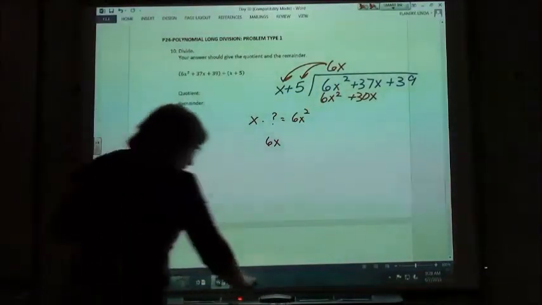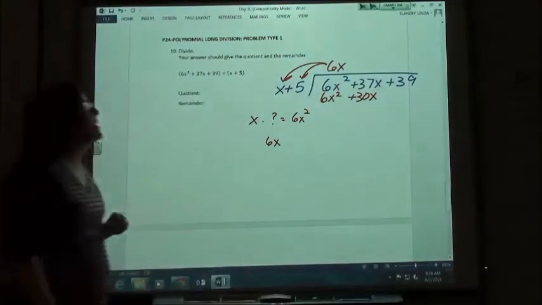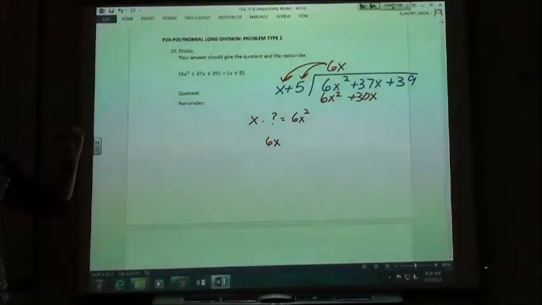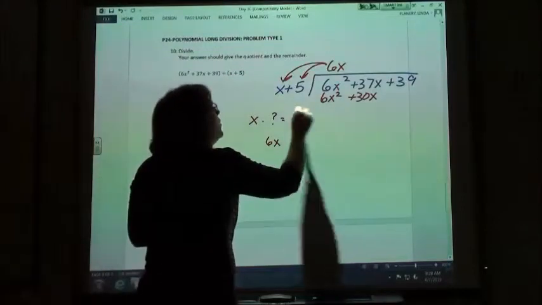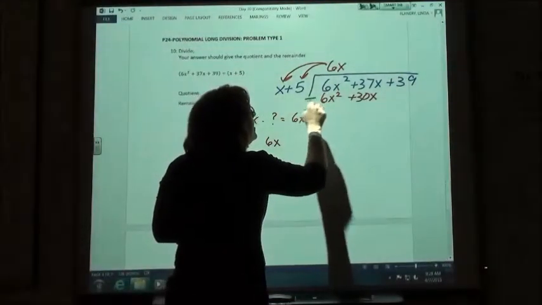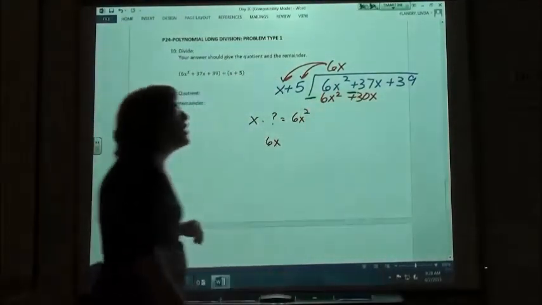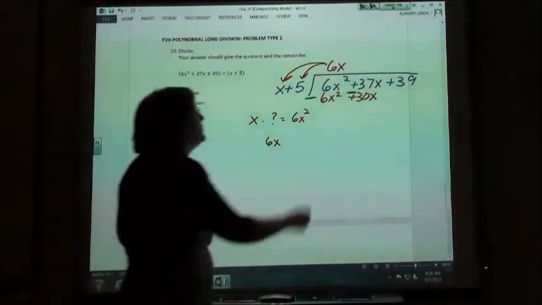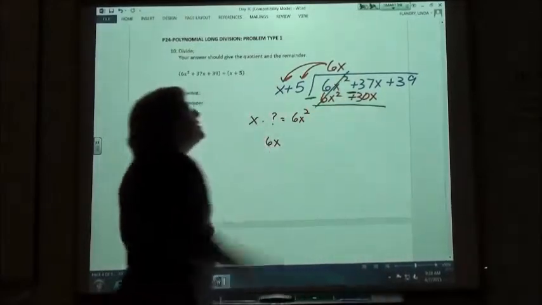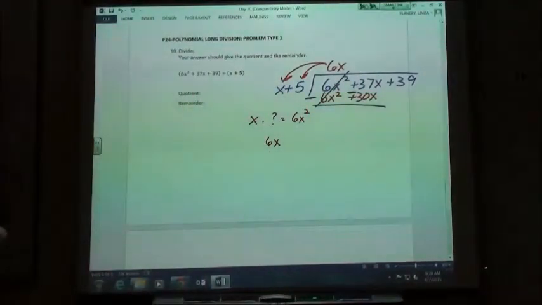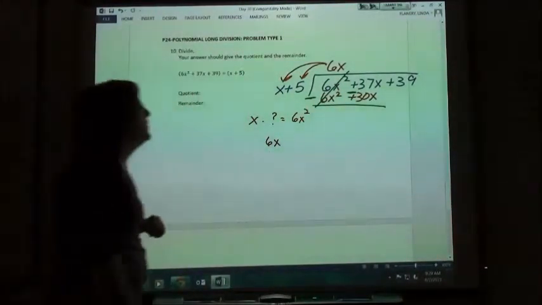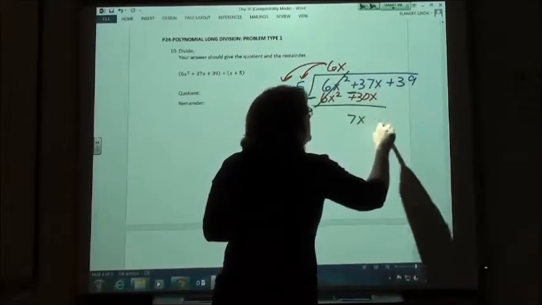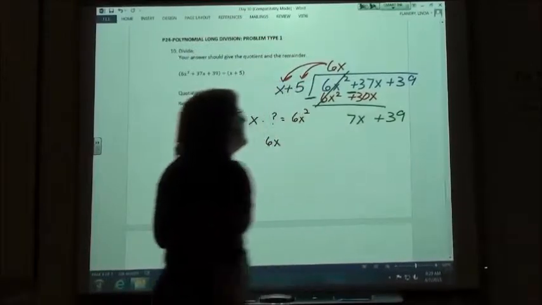Yep. Okay. So then our next step is that we're going to subtract so that we can cancel out that leading term from our polynomial. So when I subtract, this is going to be a negative. This is also going to change to a negative, right? Because when we subtract, we do the opposite. Now those two things cancel out. So 37 minus 30 would give me 7x, and then I just bring down my plus 39.